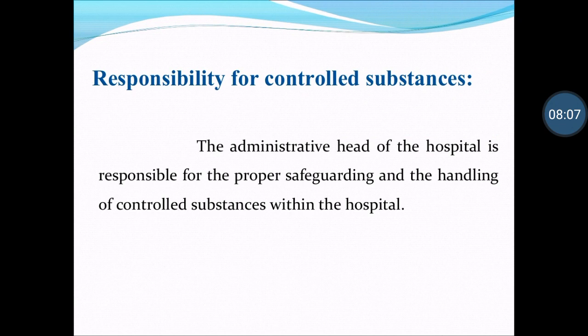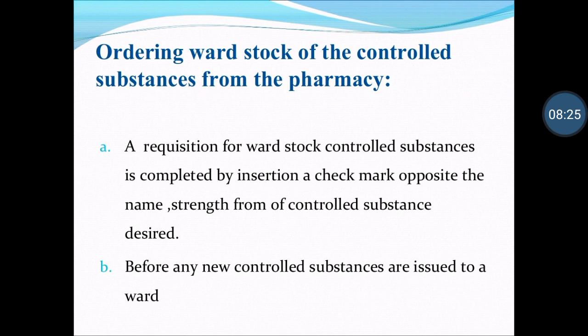Responsibility for the controlled drugs: the administrative head of the hospital is responsible for the proper safeguarding and handling of controlled substances within the hospital. The medicine should be given to the patient only within the hospital, not outside the hospital area. This is the responsibility. Ordering ward stock of controlled substances from the pharmacy: a requisition form for the ward stock of controlled substances is completed by inserting a check mark opposite the name, strength and form of the controlled substances desired.